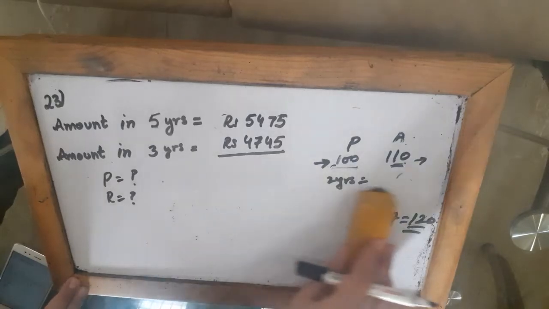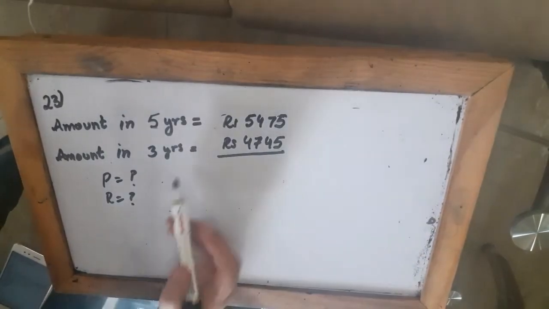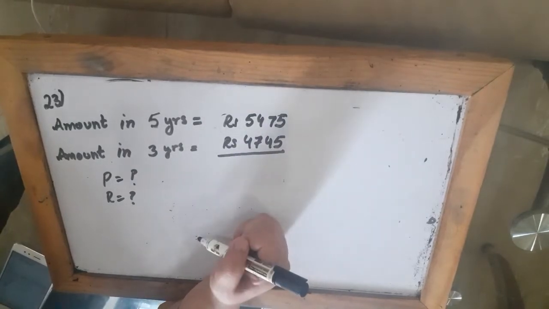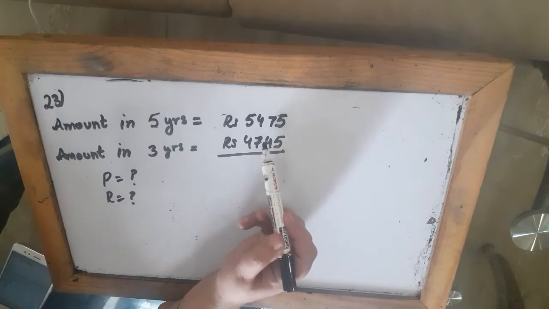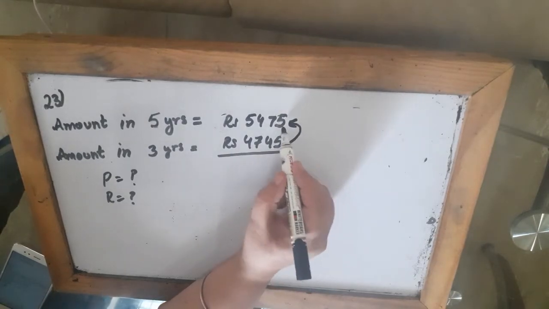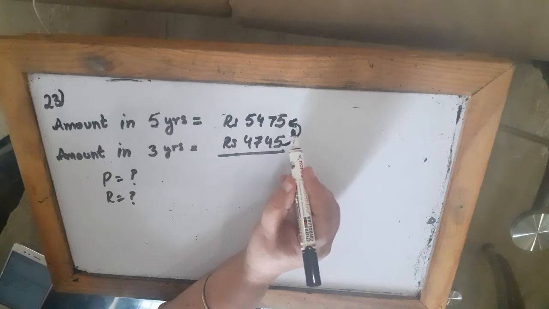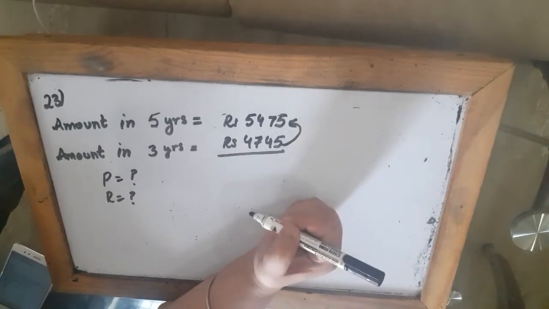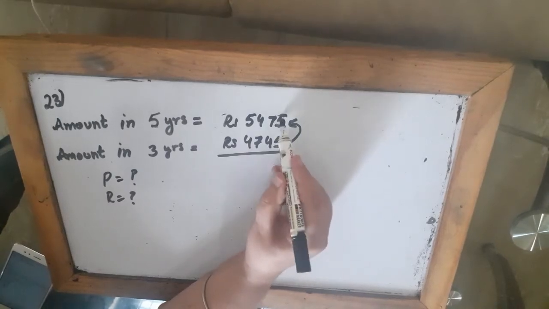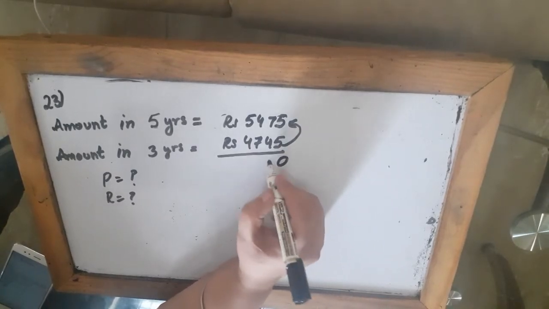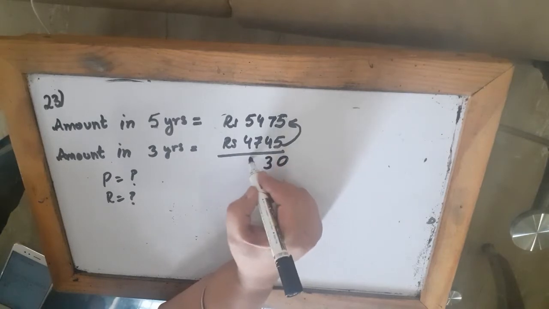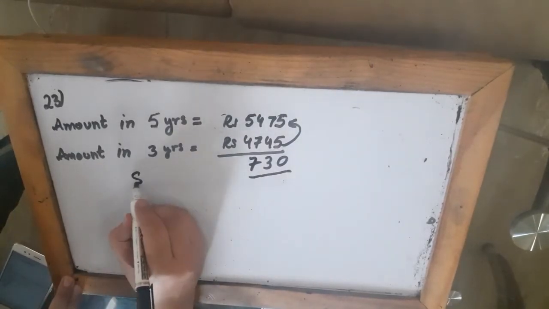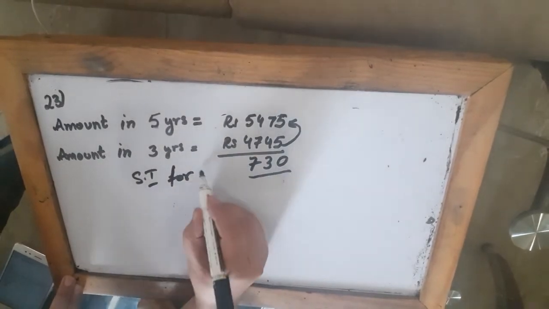Now this point you keep in mind. Now when they say that the amount was 5475 in 5 years and in 3 years it was 4745, it means when this increased, it means what has increased? The interest has increased. It was an interest that was increasing. Now if I subtract both of them, look at this, if I subtract, I get 730, means this is the simple interest for 2 years.